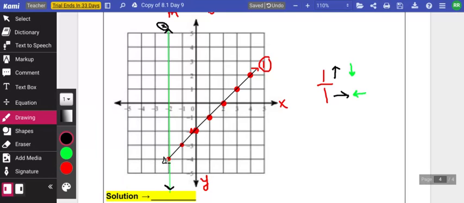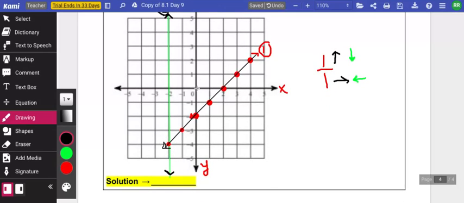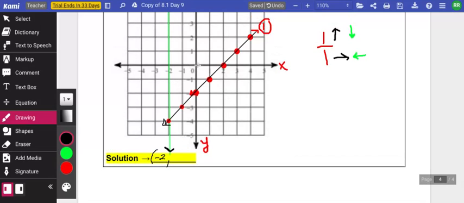So what is this ordered pair right there? What is that ordered pair? That's where the lines intersect. And so from the origin, you would go left 1, 2. If you go left 2, that is negative 2, comma. So 1, 2, and then down 1, 2, 3, 4. And so that is negative 4. Okay, so your solution is negative 2, negative 4.